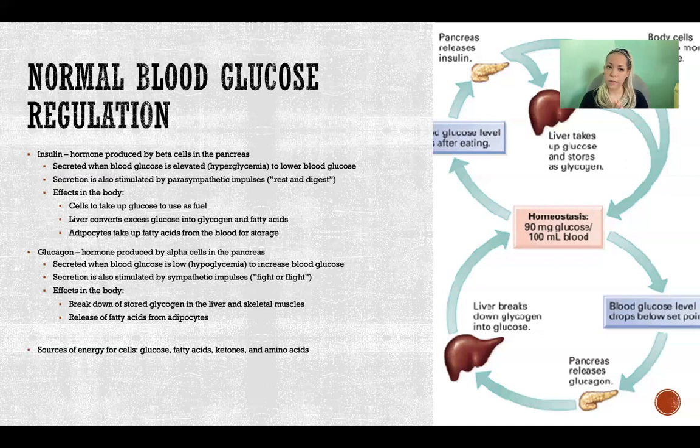But we want to keep in mind that the more insulin we secrete, the more fat we will tend to store. And that is even true if you're not eating carbohydrates. Like, let's say you're on a very low carb diet and you're not eating carbohydrates that stimulate insulin secretion.